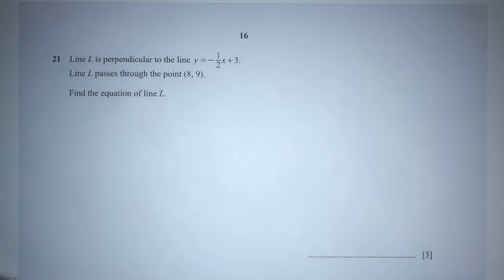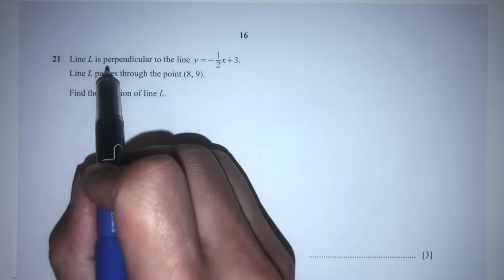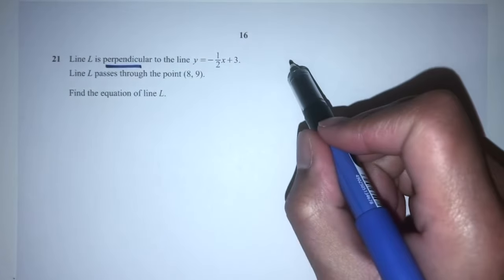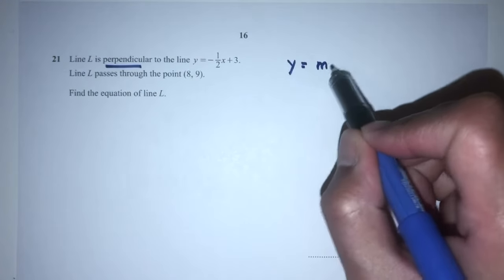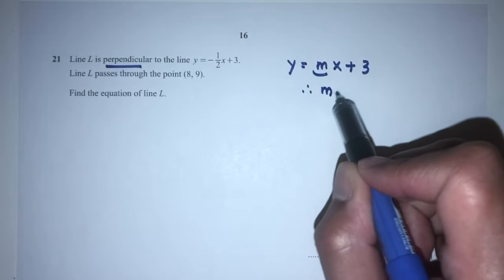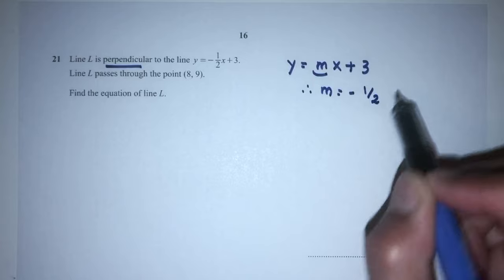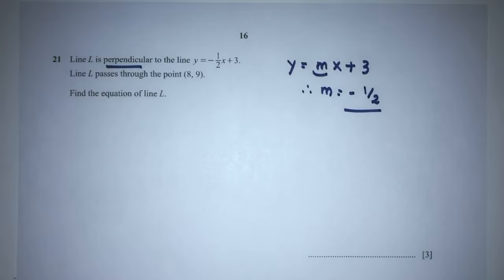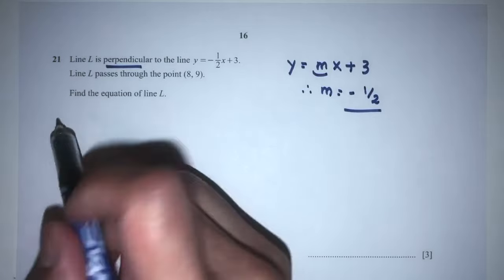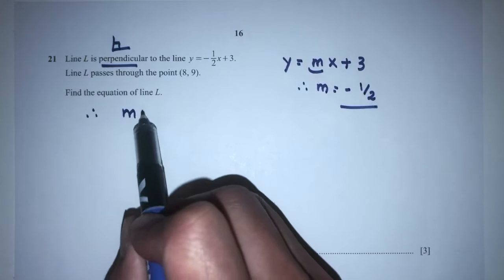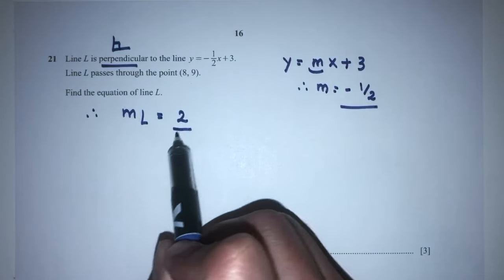Now let's move on to question number 21. Here we have a line L that is perpendicular to the given line. If you observe y = mx + 3, m here is minus 1/2. This is the gradient of this line. But what is the gradient of line L? Because it is perpendicular to this line, we conclude that the gradient of line L should be 2.